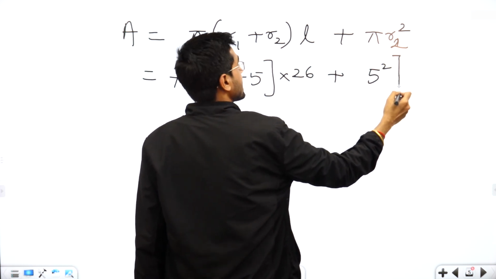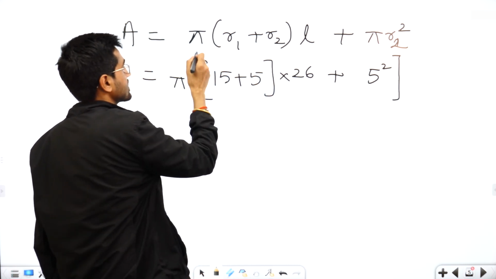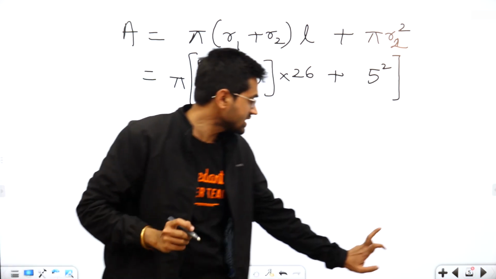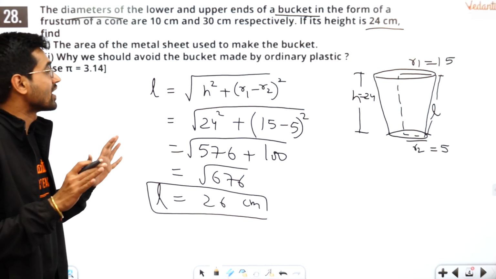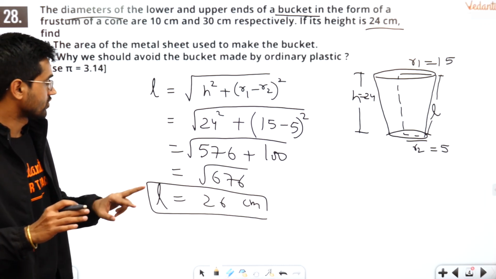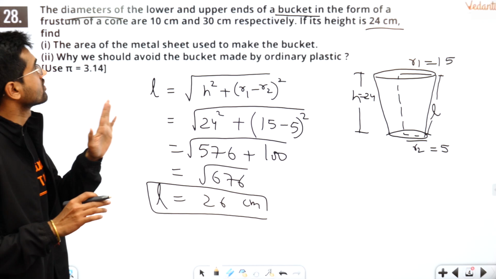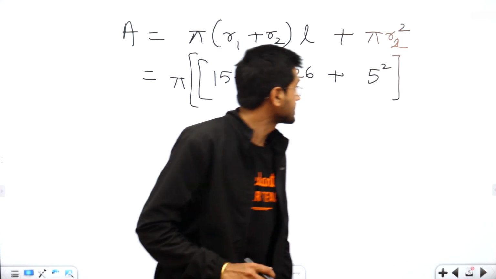Because I have taken out pi, I'll just erase this. I'll keep a bigger bracket like this. Fine, you understand I have taken out pi common. I'll just check once, like I always do, because I do not want to do any calculation mistake. Height is 24 is correct, 26 I got, 15 and 5 because these were 10 and 30. Fine, bigger one is 30, so half of it is 15 only.